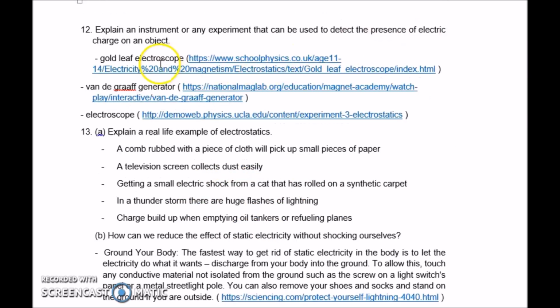Question 12. Explain an instrument or any experiment that can be used to detect the presence of electric charge of an object. First experiment, we can use gold leaf electroscope. Okay, you can find the explanation based on this link, or you can search what is gold leaf electroscope, and then we also have Van de Graaff generator or electroscope. So try to figure out what these instruments are and what experiment we can do with these instruments.